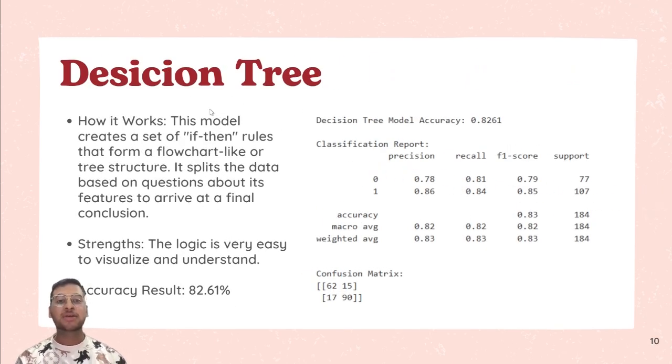A decision tree works by creating a series of if-then rules based on feature values, essentially forming a flowchart-like structure. It splits the data step by step by asking the most informative questions at each node until it reaches a decision. One of the biggest strengths of decision trees is the interpretability. For this model, we achieved an accuracy of 82.61%, though it is slightly lower than KNN, but it's still quite good. And it also shows strong performance in both positive and negative cases with high precision. Also, decision tree provides a very clear and understandable decision making path.